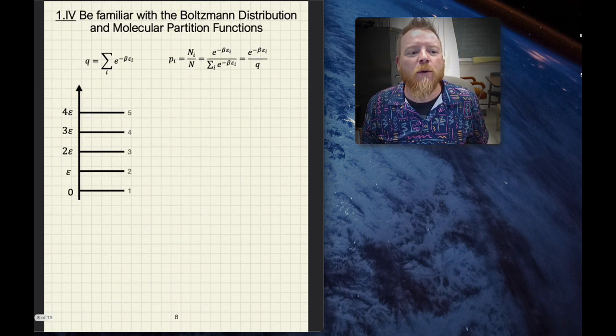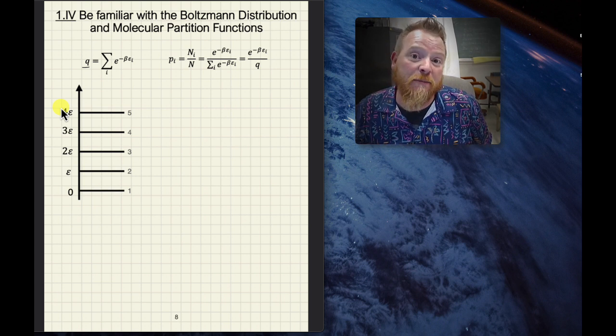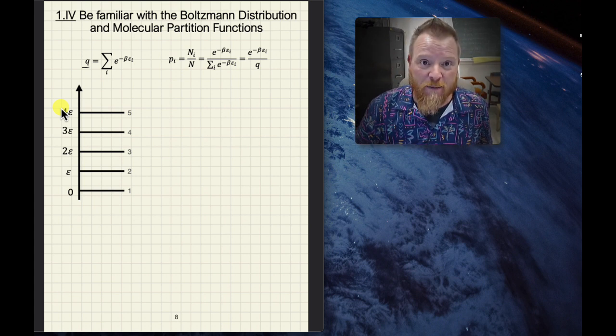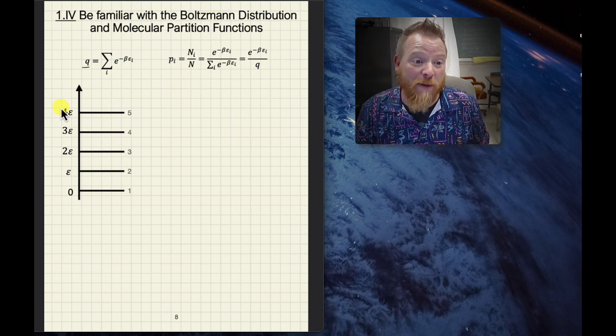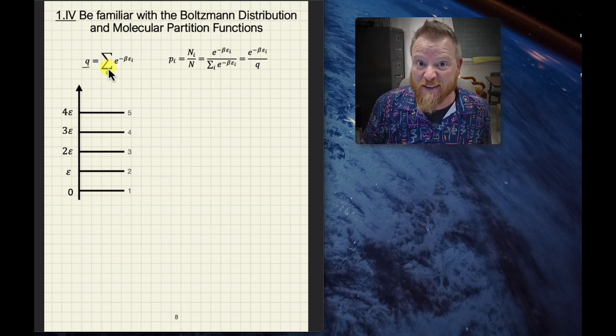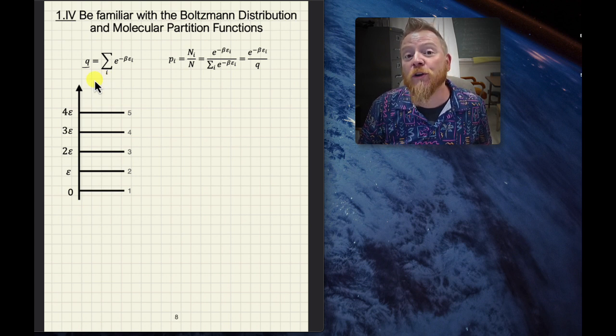Okay, so how are we going to deal with this sum? It might seem like, okay, well, just add them up each time. Well, if we have a large number of states, that would become cumbersome to take this entire summation. So in PChem, we want to look for shortcuts for calculations.